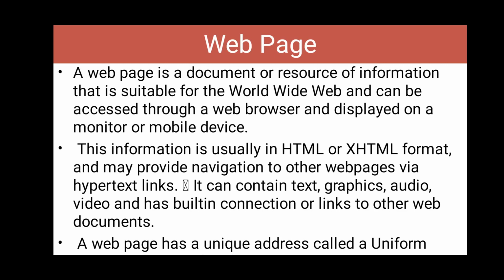Let's see what a web page is. A web page is a document or resource of information that is suitable for the World Wide Web and can be accessed through a web browser and displayed on a monitor or mobile. In different web browsers, if you open a page or a text, it is called a web page. This information is in HTML or XHTML format, and may provide navigation to other web pages via hyperlinks. Like when we surf the internet, we move from one page to another, interconnected using hyperlinks. It can contain text, graphics, audio, video, bulletins, connections and links to other web documents. A web page has a unique address called a URL, Uniform Resource Locator.